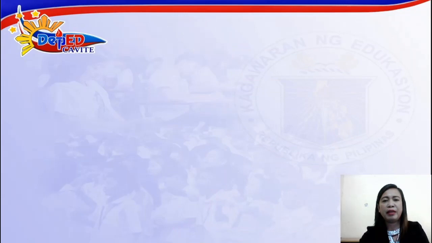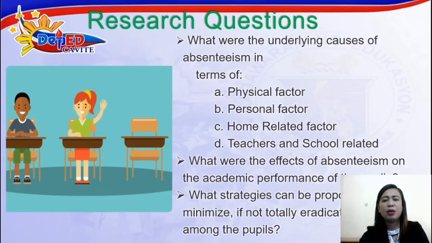I have prepared 3 questions as suggested in the study. First, what were the underlying causes of absenteeism in terms of A. Physical factor, B. Personal factor, C. Home-related factor, and then letter D. The teachers and school-related. Second, what were the effects of absenteeism on the academic performance of the pupils? And the third one, what strategies can be proposed to minimize, if not totally eradicate, absenteeism among the pupils?